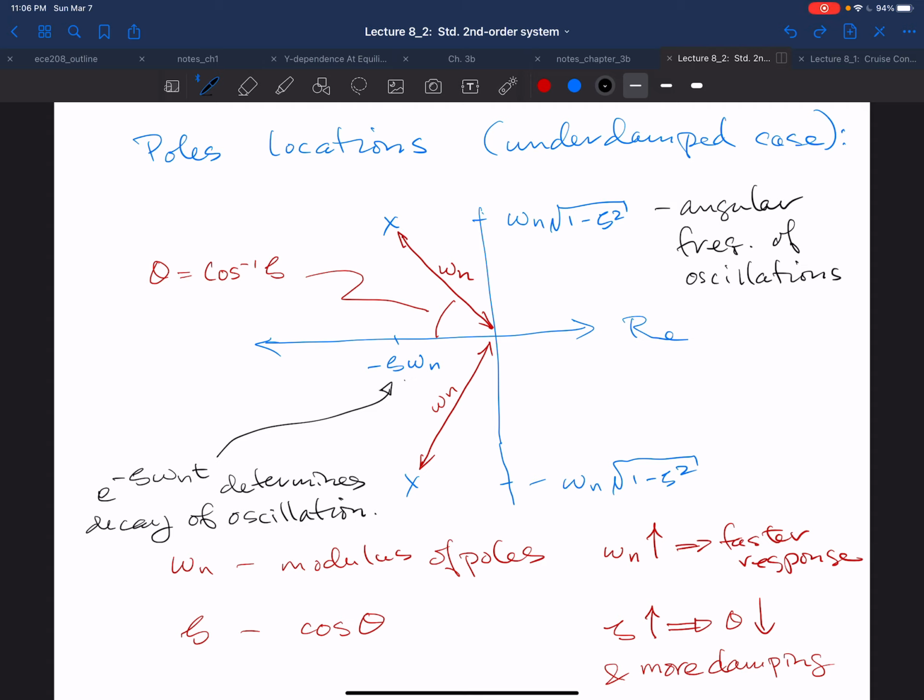Okay, in the next video then, we'll quickly return to our cruise control example for this case of integral control and relate it to this analysis that we've just done of the pole locations in the underdamped case. See you there.